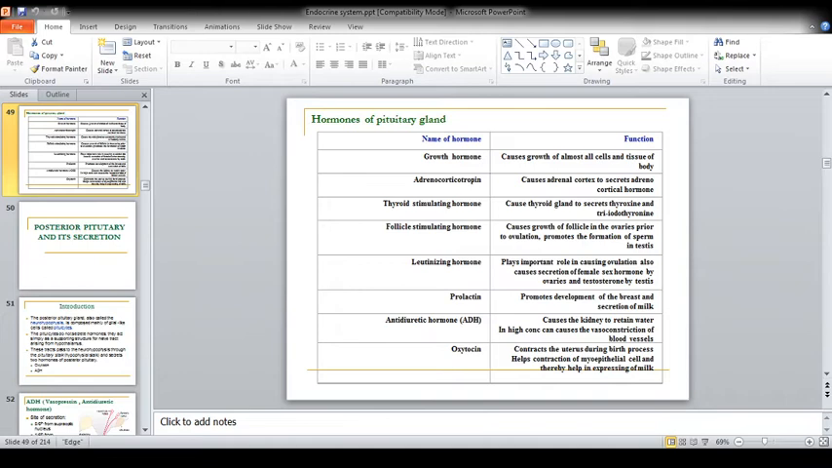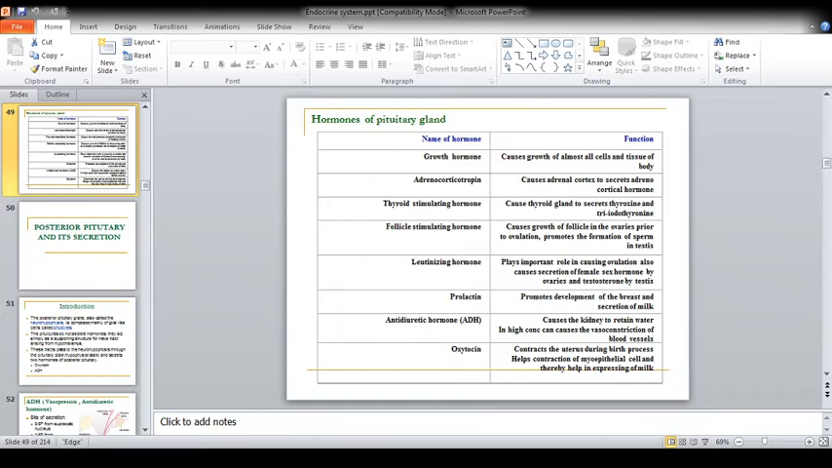Moreover, it would produce melanin as well as some other compounds. So this ACTH acts on the adrenal cortex and stimulates the secretion of adrenocortical hormones. These hormones help in regulation of our blood pressure and regulation of sodium absorption and water reabsorption from the urine that is being produced in the kidneys.